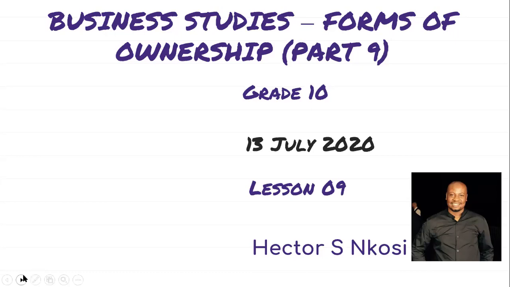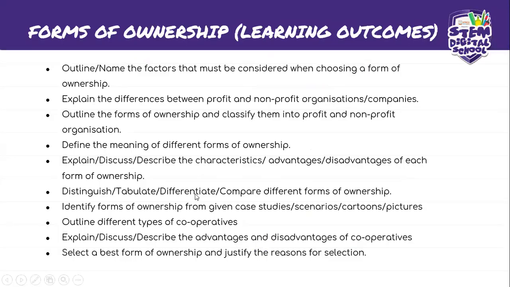Now, grade 10s, you have dealt with your forms of ownership. We did forms of ownership from the 1st of July up until today. Today, we're looking at the last part of forms of ownership. We're looking at the different types of cooperatives. We'll also be discussing the advantages and disadvantages of cooperatives. We will also be selecting the best form of ownership and justifying the reason for selection. So this is what we are left with.